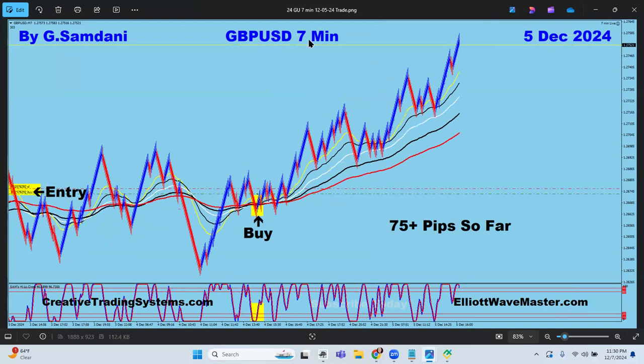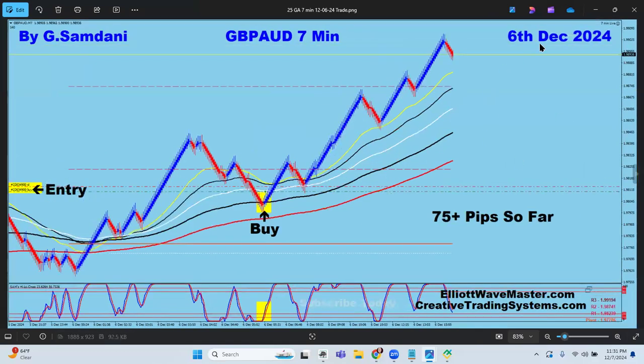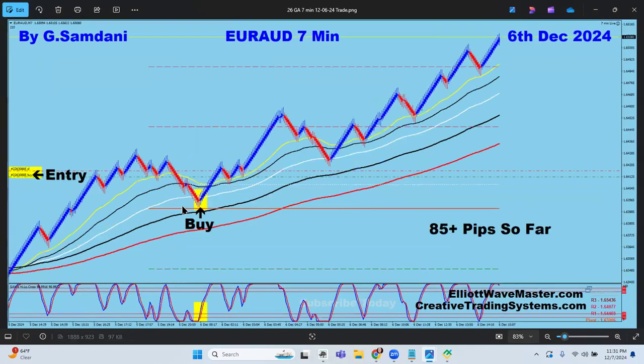This is pound USD 7-minute chart. This is 75 pip on the 5th. On the 6th, which was Friday, and here pound Aussie going long 75 pip. Right? First entry. This is the first entry, Euro Aussie for 85 pip, going to the upside. This was the second entry, also good. Third entry, also good, right?